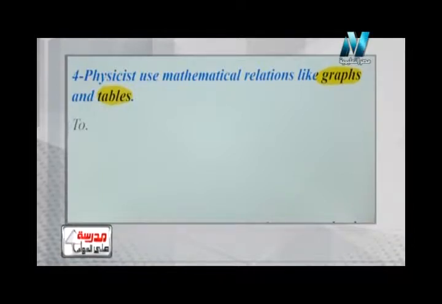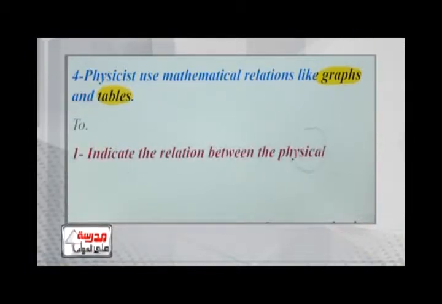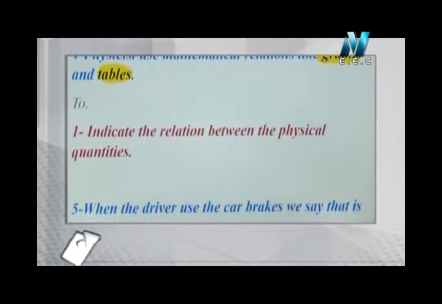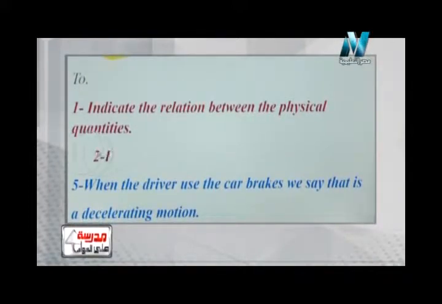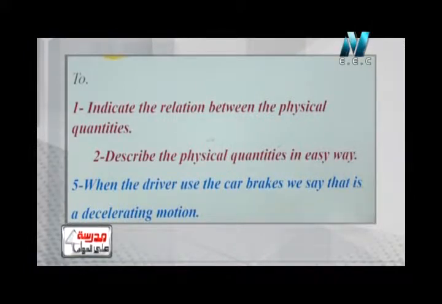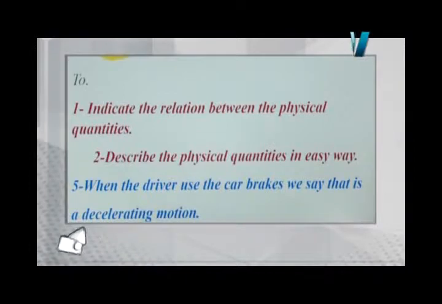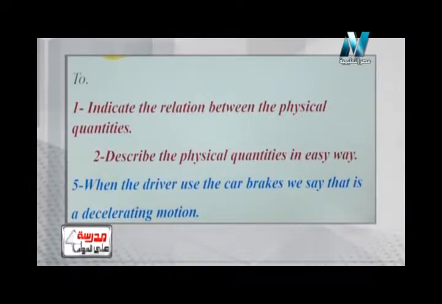Why? We have many reasons here. Number one, to indicate the relation between the physical quantities. عشان اقدر اعرف relation as directly proportional or inversely proportional. Number two, to describe the physical quantities in an easy way. عشان اقدر اكتشف ال physical quantities in easy way and the relation between the physical quantities, as the relation between distance and time to find the speed, as the relation between speed and time to find the acceleration.